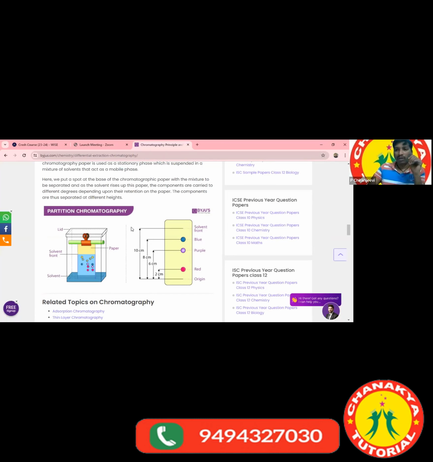Now you may have a doubt: paper is a solid substance, but you are telling that partition chromatography is liquid chromatography. How does it become liquid chromatography? Paper is made up of cellulose, and cellulose is an example of a carbohydrate. Carbohydrate means hydrates of carbon, that means it contains a large number of water molecules. Due to that reason only, partition chromatography is called liquid chromatography.